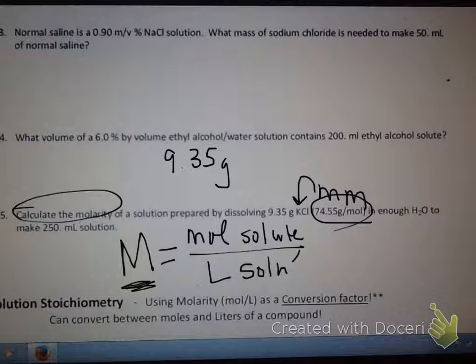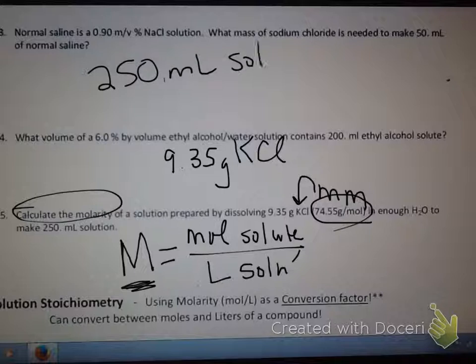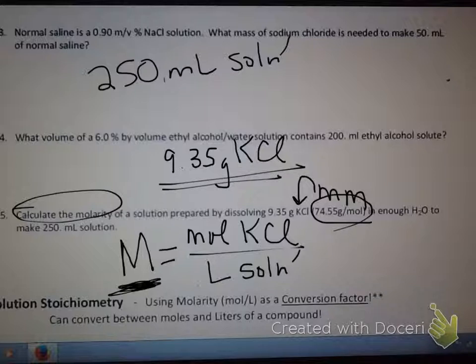Let's make a list of everything we've got here. We've got 9.35 grams of potassium chloride. We've got 250 milliliters of solution. Okay. When we need to calculate molarity, we need moles of our solute. Our solute here is KCl. It's potassium chloride because that's the ionic compound dissolved in water. So we need moles of potassium chloride in liters of solution. We're not given moles of potassium chloride, we're given grams of potassium chloride. So the first thing we have to do is convert this to moles.